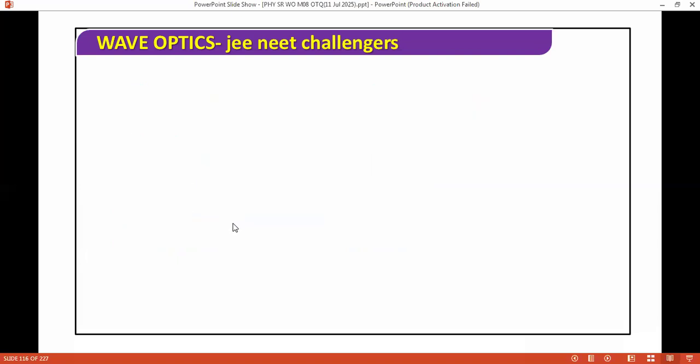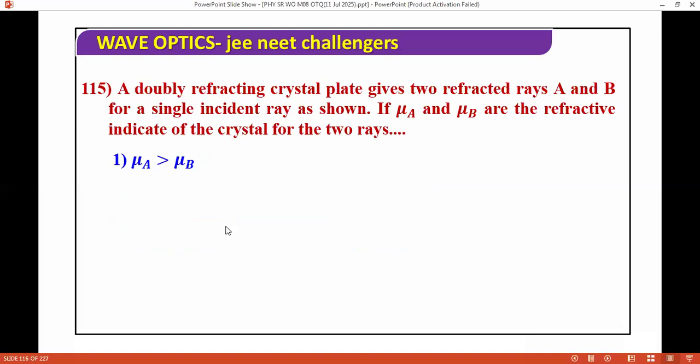Next question: a double refracting crystal plate gives two refracted rays A and B for a single incident ray as shown. If mu A and mu B are the refractive indices of the crystal for the two rays, then mu A greater than mu B, equal to mu B, mu A less than mu B, or none. So the correct answer is mu A is greater than mu B.